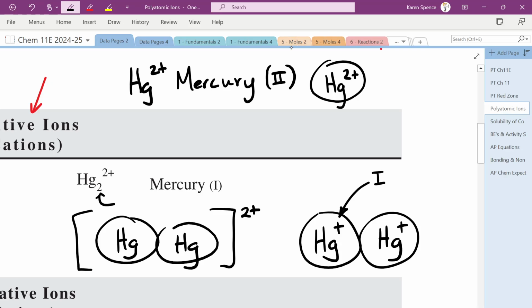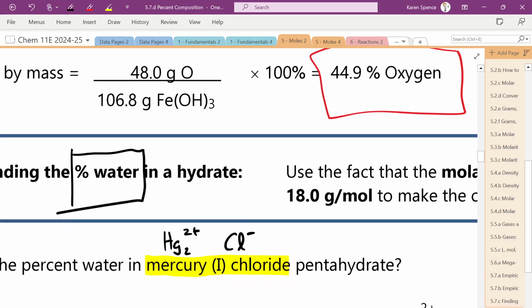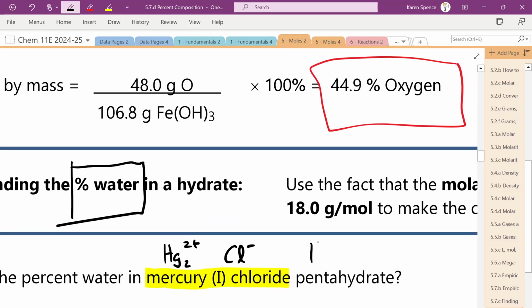Okay? All right. Go. So we have mercury 1, Hg2 2+, and we have chloride, Cl-. What is the formula for that? Hg2Cl2. Can we simplify that? Should we simplify it? No. Okay? And then we have pentahydrate. How do we write the formula of a hydrate? We put a dot, and then we put 5H2O. Yes, very good. Okay, 5H2O.